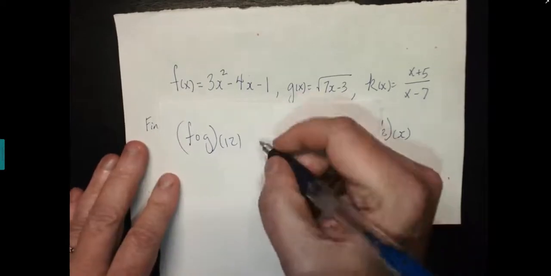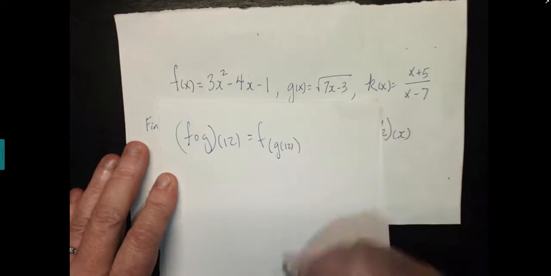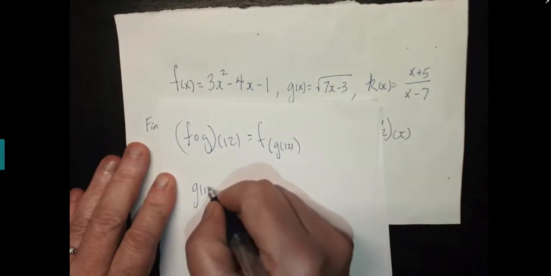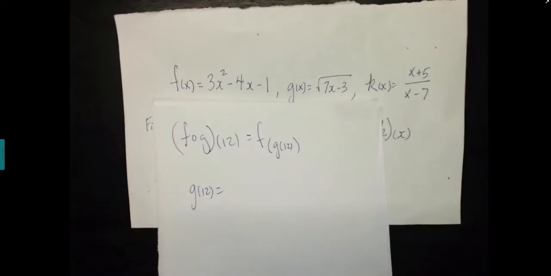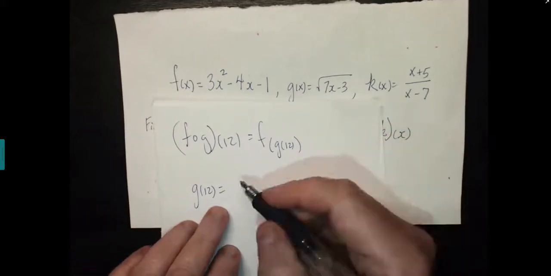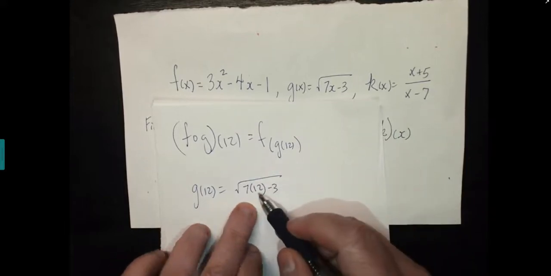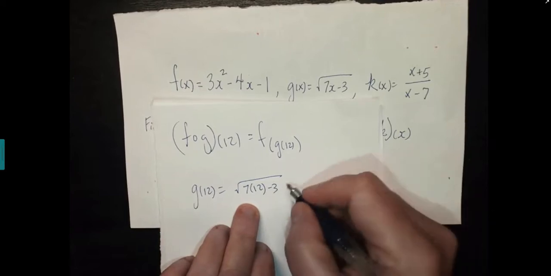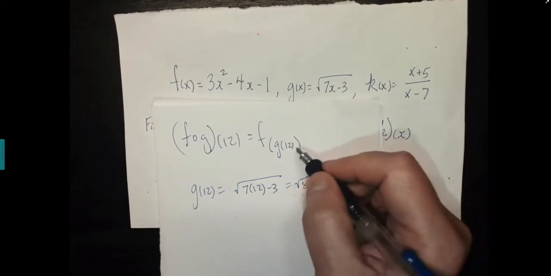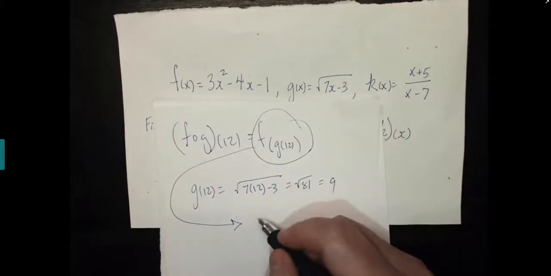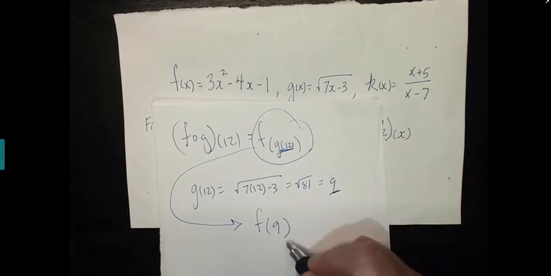So it's going to be the first one evaluated at the second one, evaluated at 12. Now, what is g of 12? Well, we just come back here for the formula for g, and anywhere there's an x, we replace it with a 12. So 7 times 12 is 84. 84 minus 3 is 81. And we have that. So I come back to here, and that's going to be f evaluated at 9.